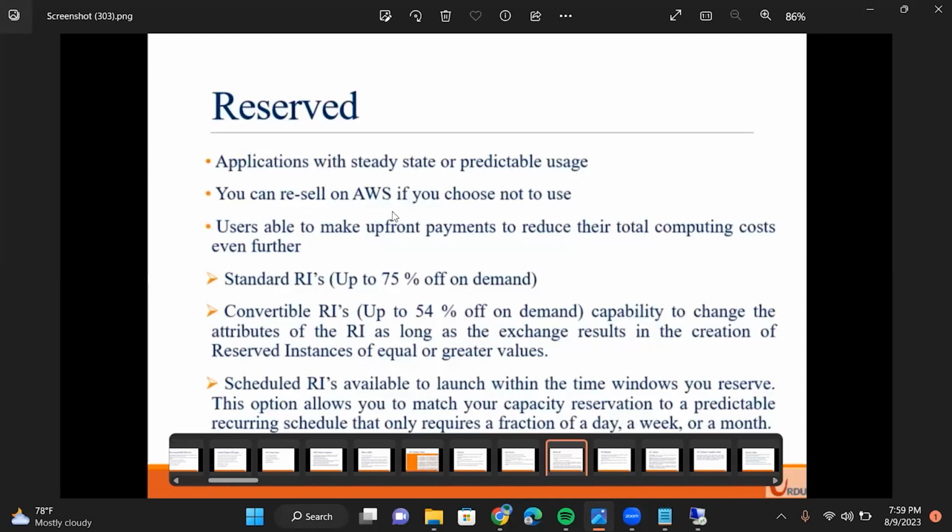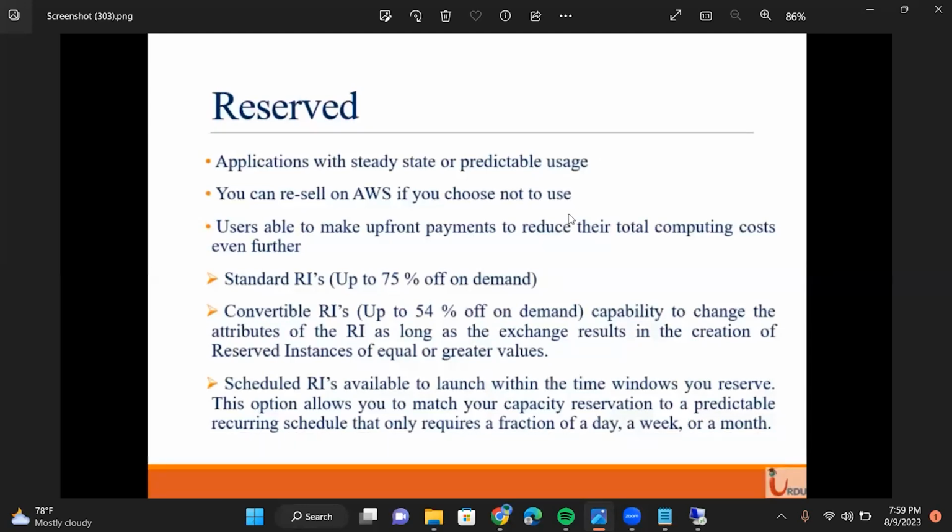You can resell on AWS if you choose not to use. So there's also an option to resell your AWS services if you are not using them to their fullest. If you are not utilizing all the storage, you can sell out the storage, you can rent it out. So this option is also available.